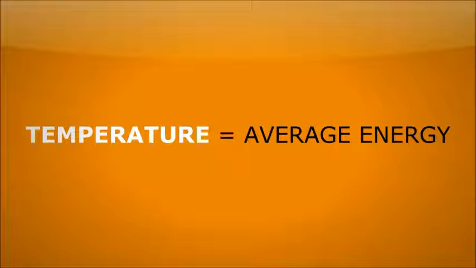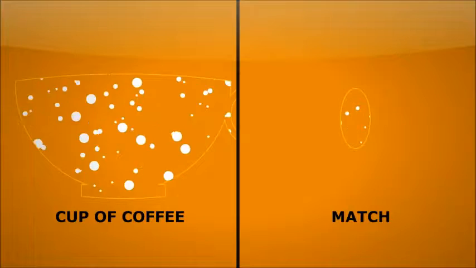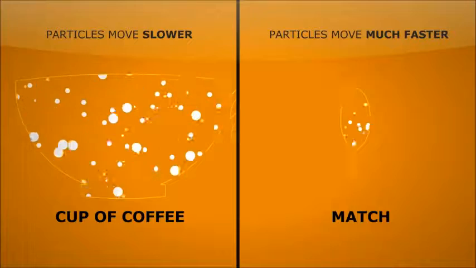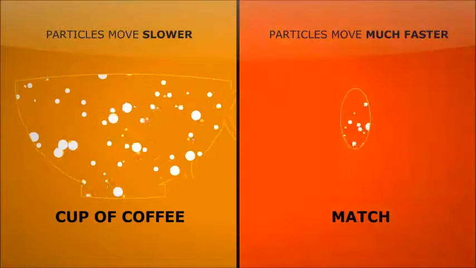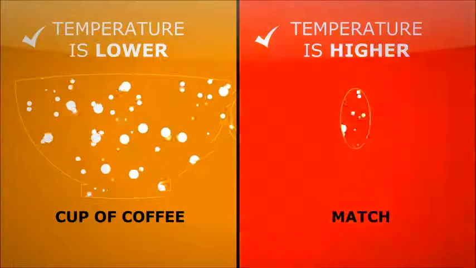Temperature, however, is a measure of the average energy in a system. And as we can see in the match, the particles are moving much faster than in the coffee. So the average energy, and hence the temperature, is much higher.